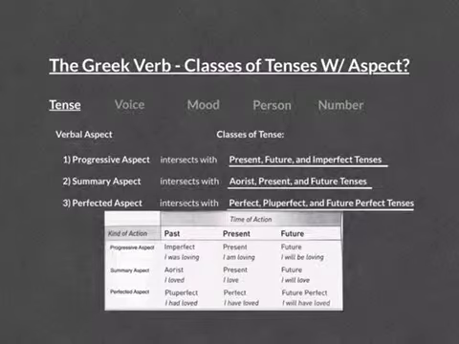Context is very important. Just because you're translating something in the present tense doesn't mean it's going to be continuous or habitual aspect. It could also just mean, I love, I walk. It's not something that's continuing on. It's just stating something in time.